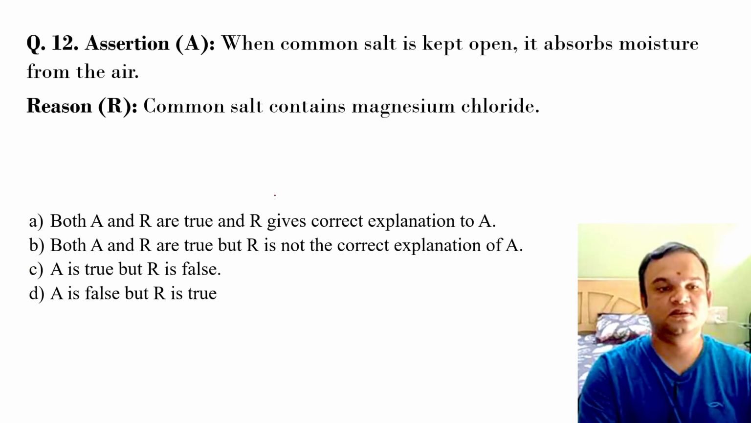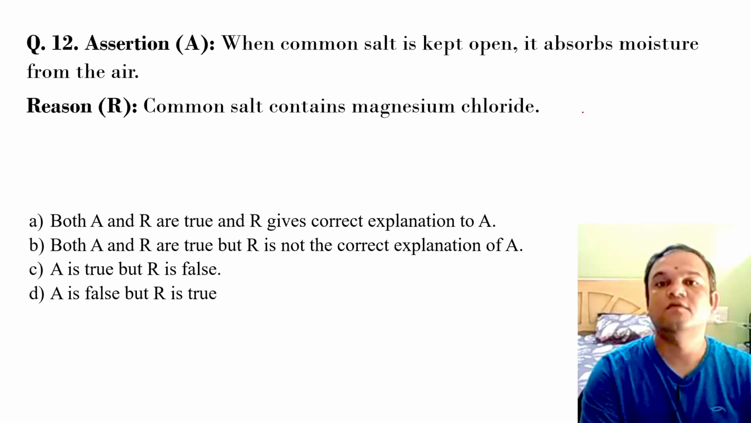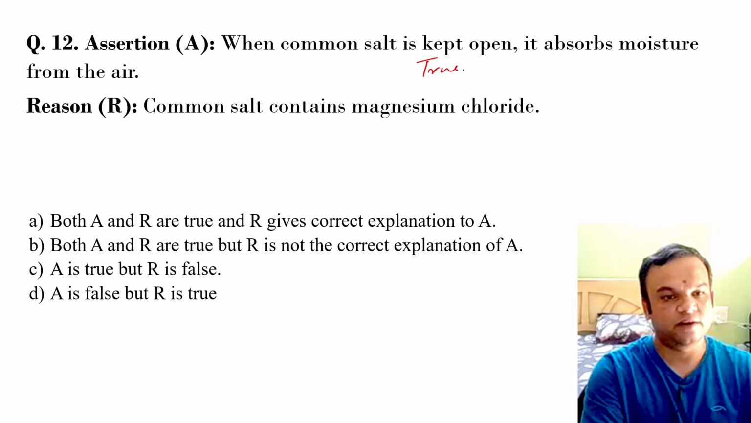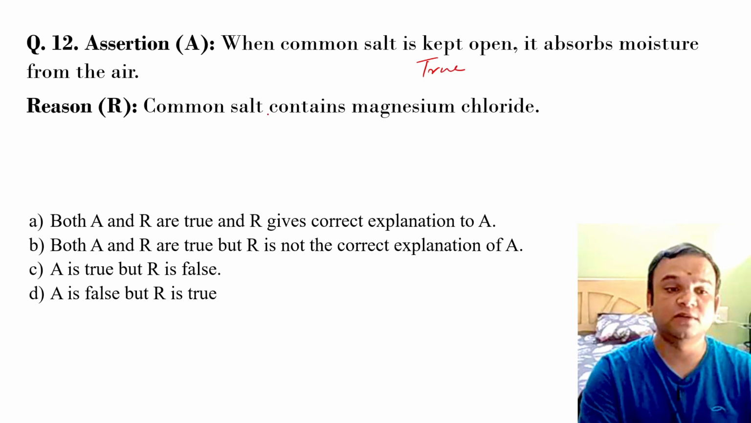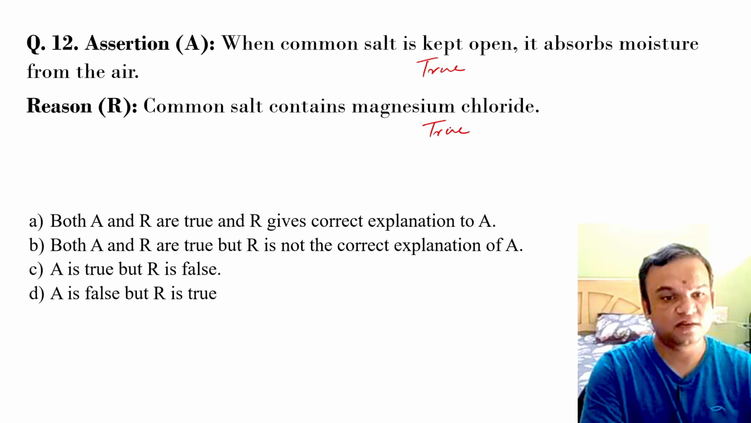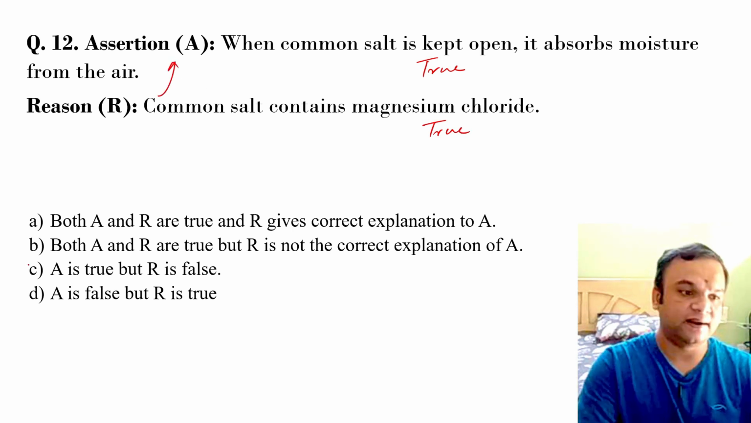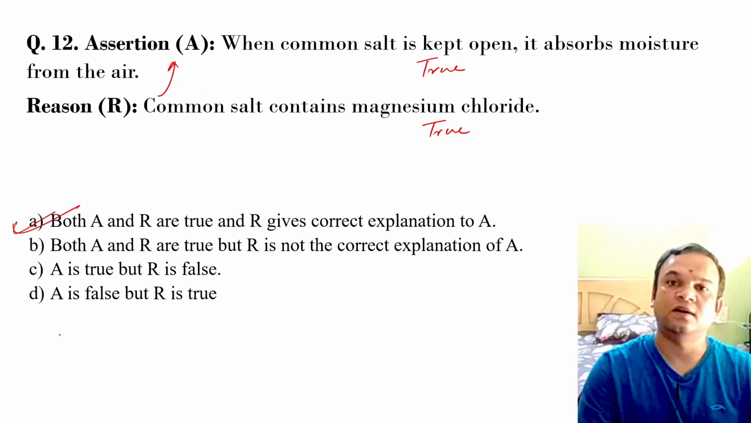In the next question, the assertion states that when common salt is kept open, it absorbs moisture from the air. You might have observed at your homes that whenever you keep common salt open, exposed to air, it becomes moistened, and that is why it is a true statement. And why does it become moistened? Because common salt contains magnesium chloride. Magnesium chloride absorbs moisture very quickly from the atmosphere, and that is why it is a true statement, and it is giving the explanation to the assertion, and that is why option A will be the correct answer for this question.